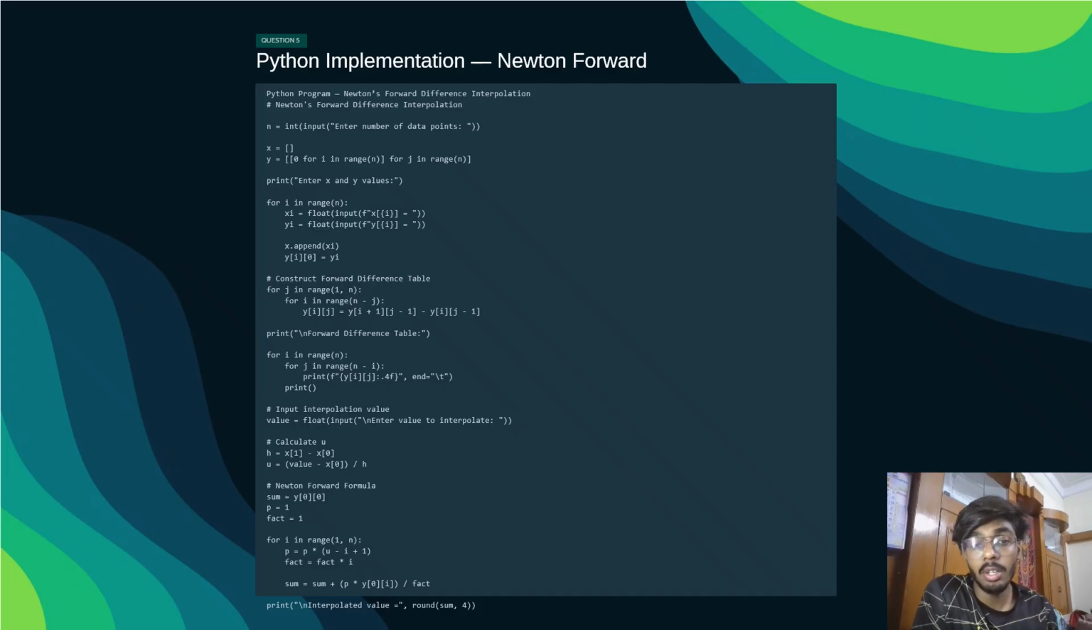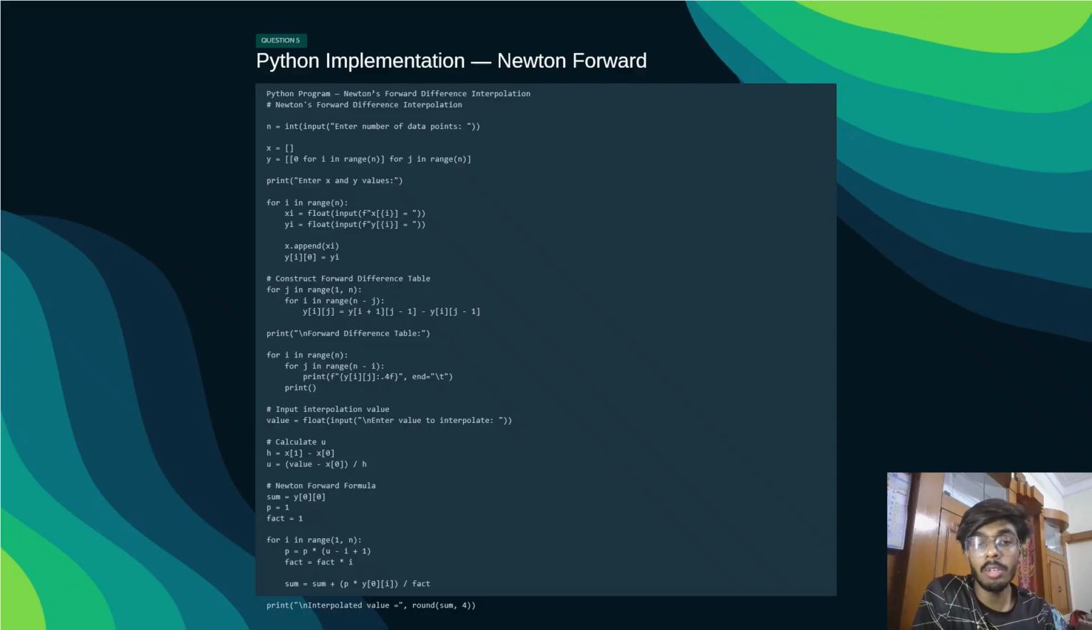By using that, the user has given us the data points and the points to be evaluated. We put in the interpolation value and calculate u with respect to h. So h is equal to x1 minus x0, which gives our step size h, and u is equal to the value given by the user minus the base value, which is x0, divided by h. We end up getting u.